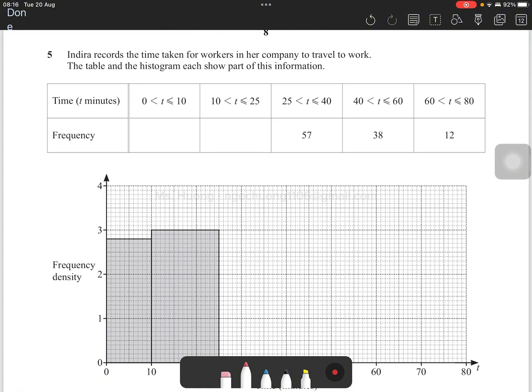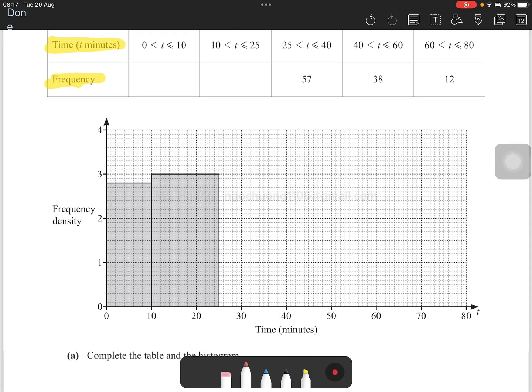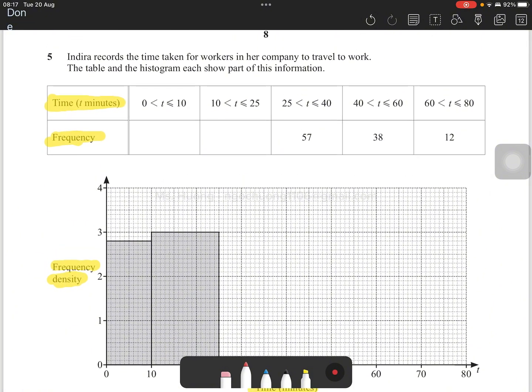Question 5. Indira records the time taken for workers in her company to travel to work. The table and the histogram each show part of this information. The first row is the time in minutes, and the second row is the frequency. And in the diagram, you see that the horizontal line shows the time in minutes, and the vertical line shows the frequency density. So let's talk about the frequency density.